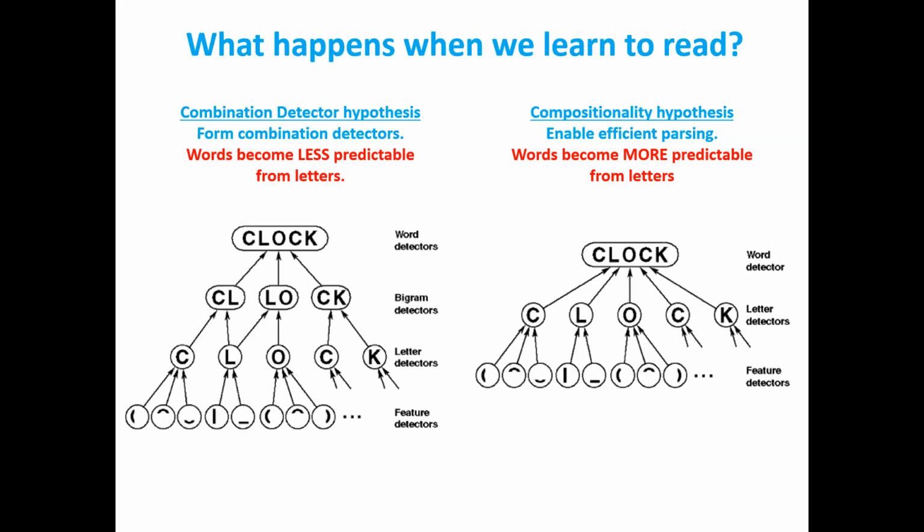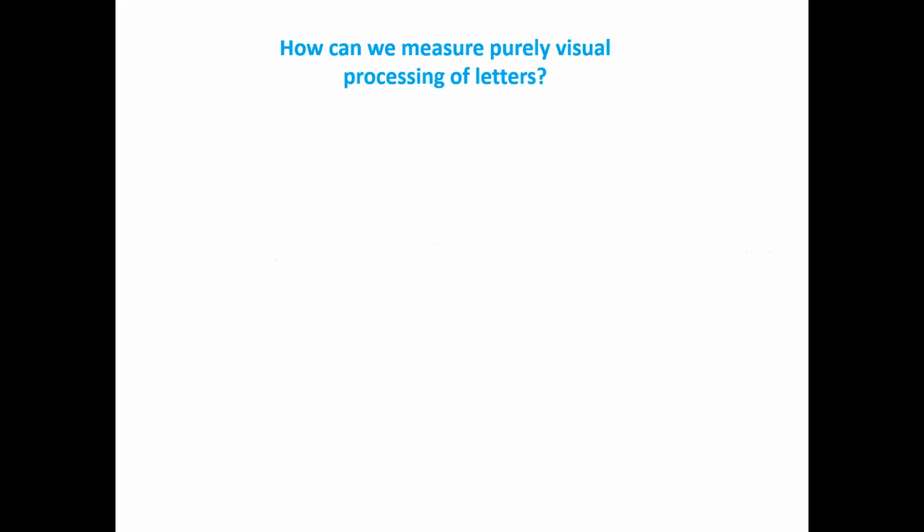But anyway, if you think about these two hypotheses, the question is, how do we test or discriminate between these two types of ideas? So first of all, we started with a more basic question: how do we even measure purely visual processing abilities?